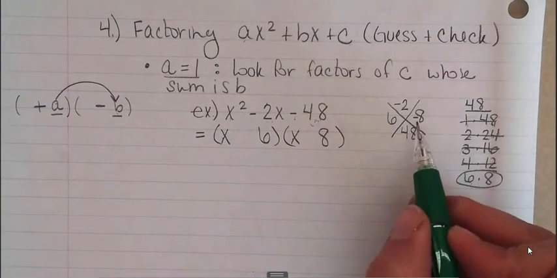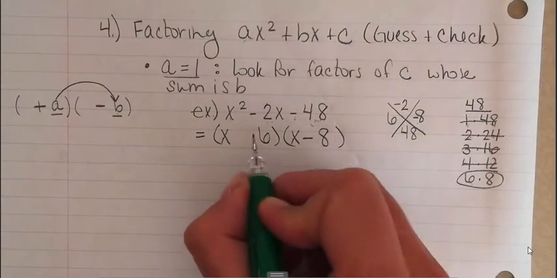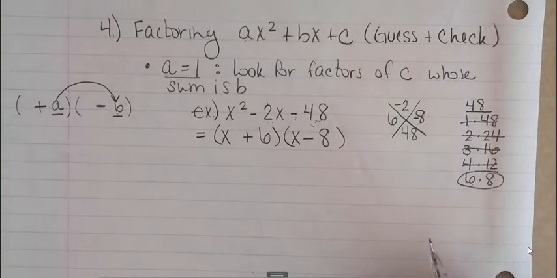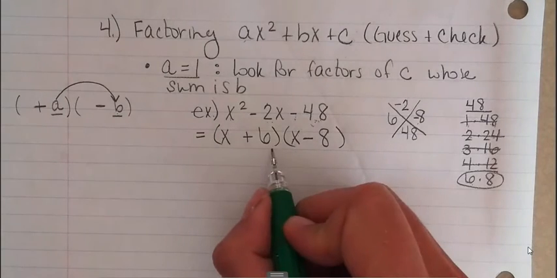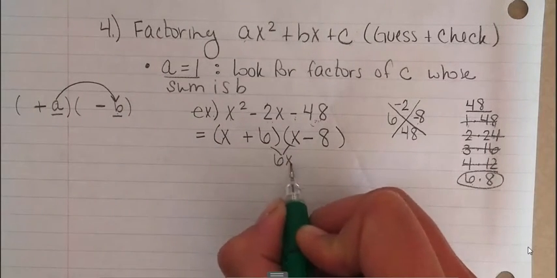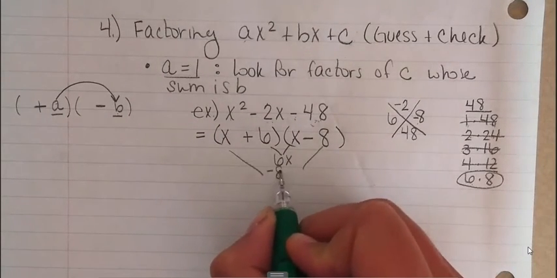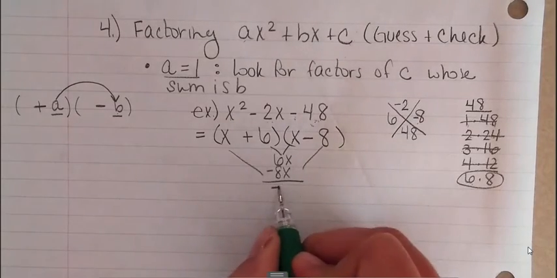Now, I think it should be a negative 8. So I'm going to go ahead and put negative and positive. And how can I double check this? Well, the first thing I always do is I go to my inners and my outers. Inners give me 6x, outers give me negative 8x. Am I getting negative 2x as my total?